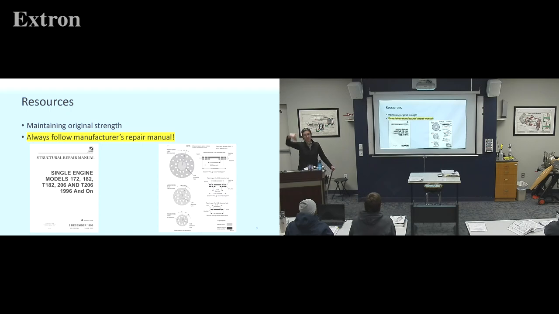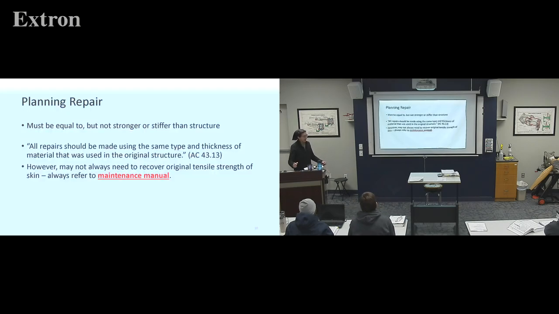Far above 43.13. So it must be equal to, but not stronger or stiffer than, the original structure. Why could it not be stronger or stiffer? Transfer stress to another place. Excellent. We'll get stress concentration, cracks, and then you're back with a worse problem than you probably started out with.